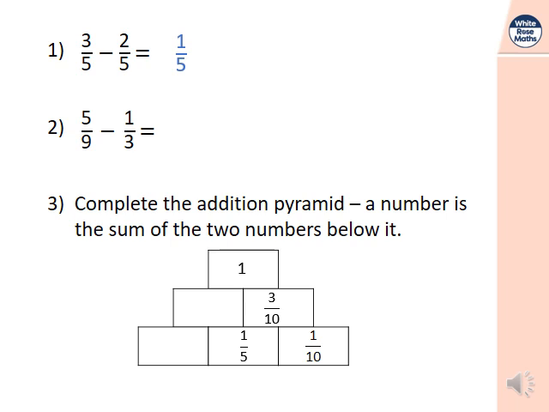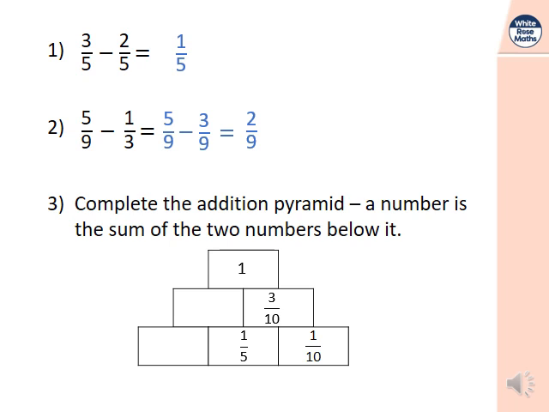For question number 2, we have 5/9 subtract 1/3. And we can see the denominators are not the same, so we need to think, what can we change to make our denominators the same? And we can change our 1/3 into 3/9 by multiplying by 3. So now we're doing 5/9 take away 3/9, which is 2/9.